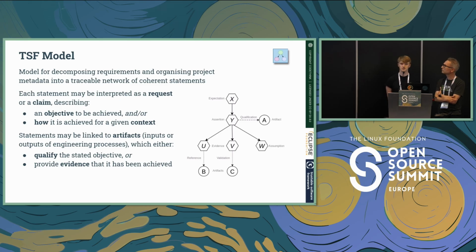How do you capture all of this? It is the graph, and the graph is what we call the Trustable Software Framework model. We will go through more details of what these different words mean, but at the essence, you make statements, and each statement can be interpreted as a request or a claim, depending on whether you're requesting something to be true or you're claiming something to be true. And it's either an objective to be achieved or how it is achieved, given the context. These statements are linked to artifacts to either qualify the objective or to provide evidence that this indeed has been achieved, such that either a developer or a user can assess whether the statement is true or false.